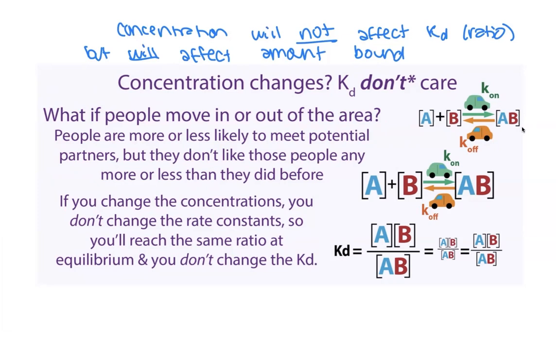And even if they are to have a high divorce rate, there's still going to be lots of them around that they can bind yet again. So the amount that's bound is going to depend on the concentration, but not the actual KD, not that intrinsic ratio that they'll reach once they reach equilibrium. And so this useful relationship is going to allow us to calculate KD by measuring proportions bound at different concentrations.